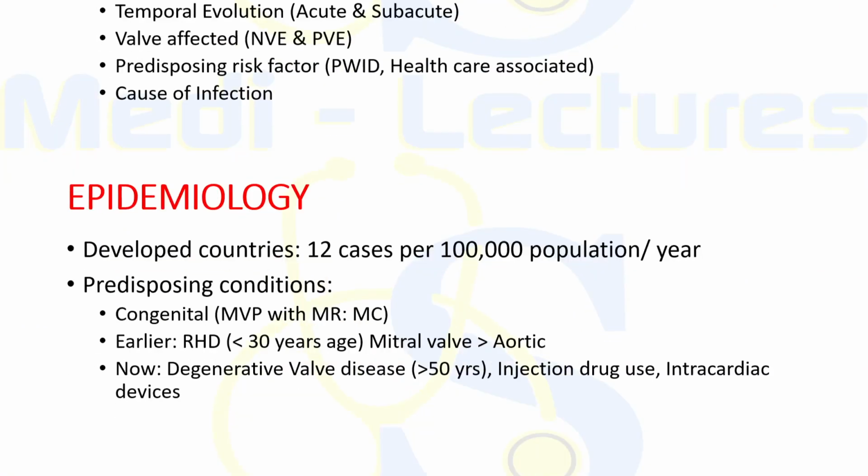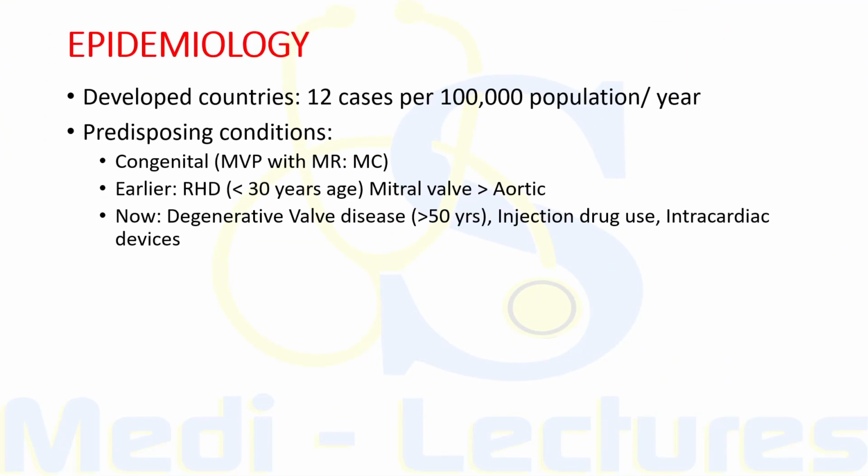Coming on to epidemiology. So in developed countries like United States, estimated incidence of infective endocarditis is around 12 cases per 1 lakh population per year. Now, there is an increasing trend for this condition. When we consider the predisposing conditions, these have shifted from earlier. Rheumatic heart disease was the most common predisposing condition which affected individuals less than 30 years of age.